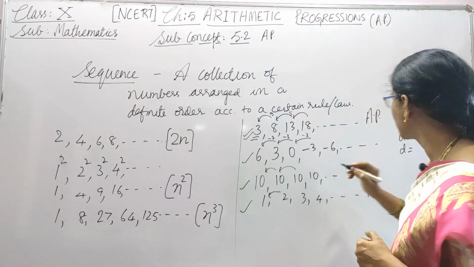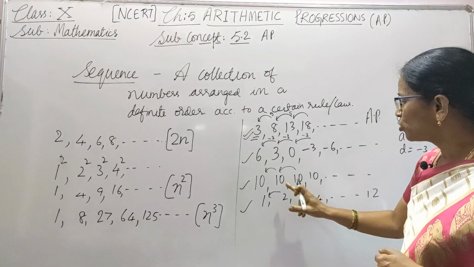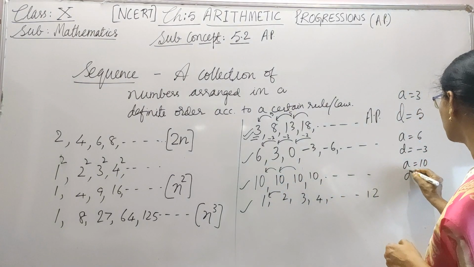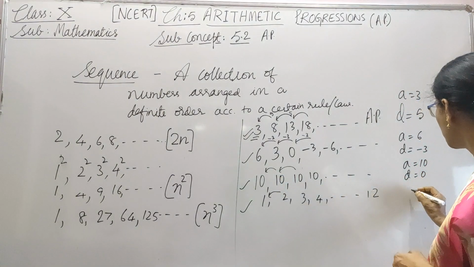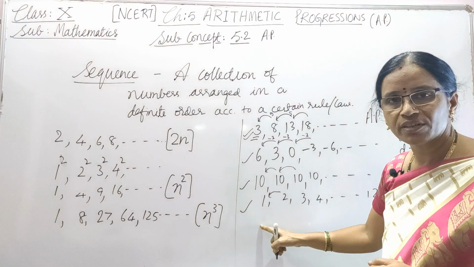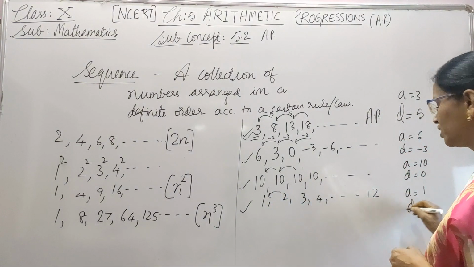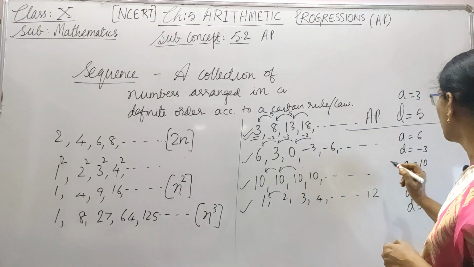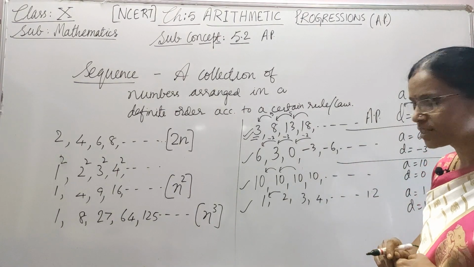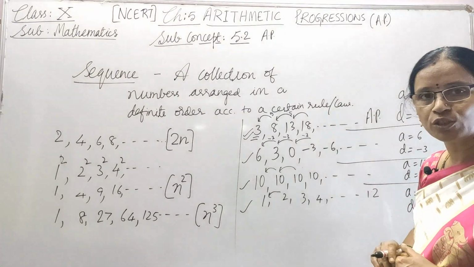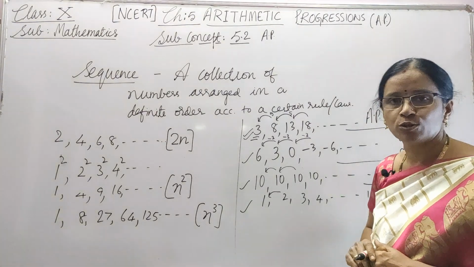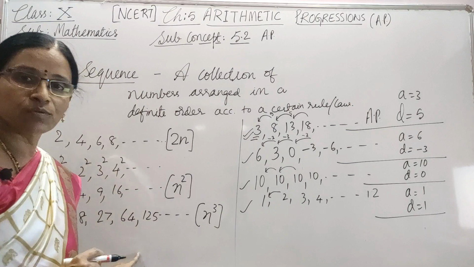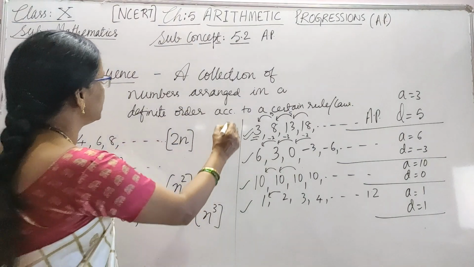what? 3 minus 6, that is minus 3, right? Again here the first term is 10 and the common difference is what? 10 minus 10, 0, right? And here the first term A is equal to 1 and the common difference is what? 2 minus 1, 1, right? So for this arithmetic progression A is 3, D is 5, and for this A is 6, D is minus 3, and again A is 10, D is equal to 0, and here A is 1, D is equal to 1, right?